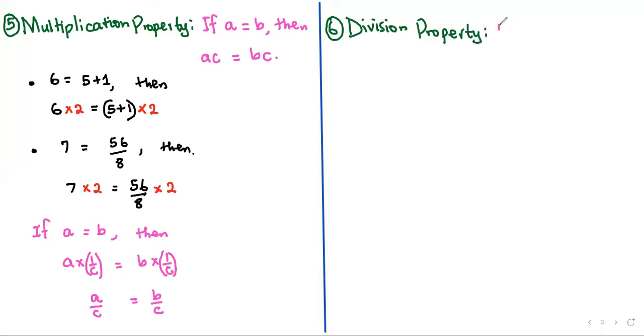Okay, if A is equal to B, and then C is not equal to 0, then A divided by C is equal to B divided by C. So if you get the left-hand side, you divide it by a number, let's say C. You must divide by that number also on the right-hand side. That's what it means. You get it?